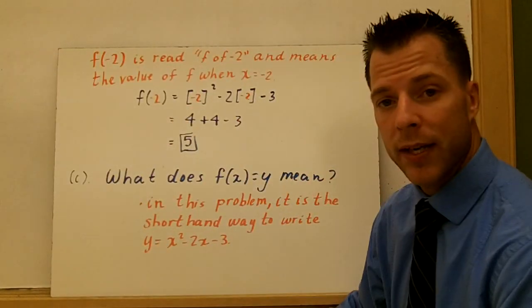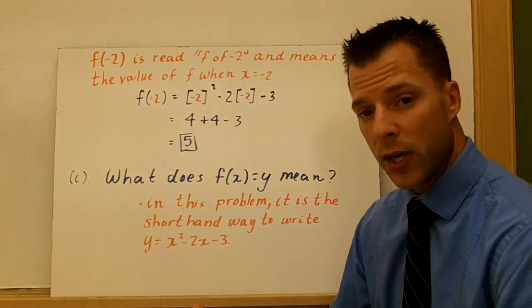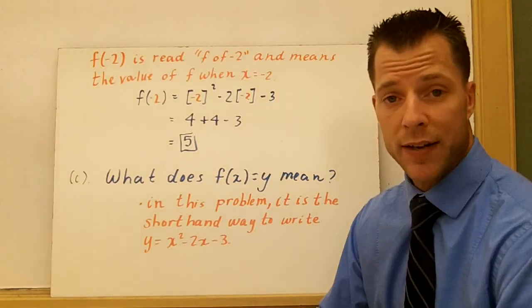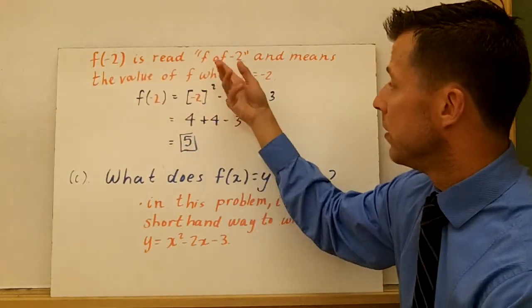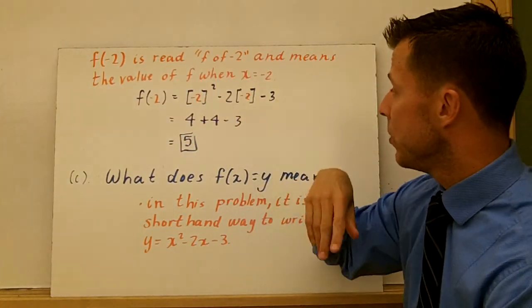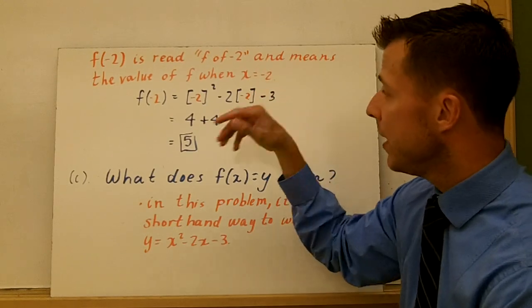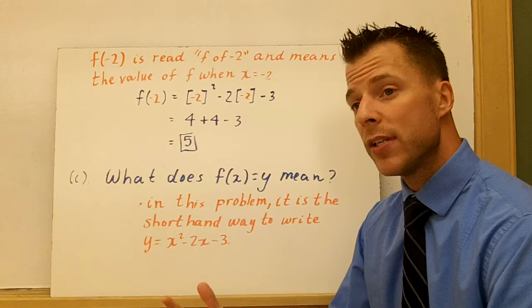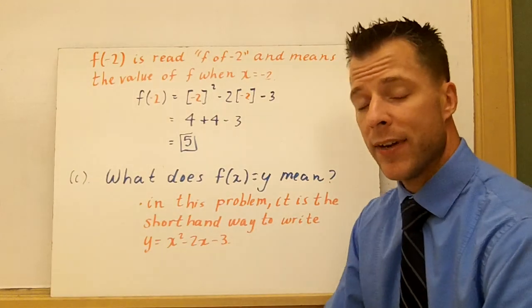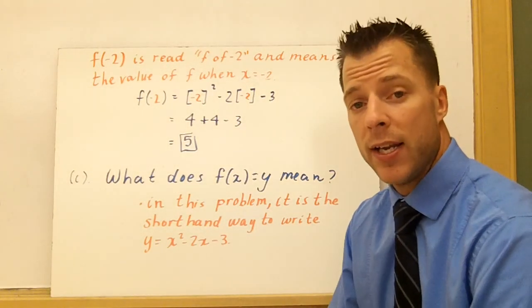So unlike part A, we're not given what f of negative 2 is. We actually have to find that. So what does that mean? f of negative 2 is read f of negative 2, and means the value of f when x equals negative 2. So what is the y value? What is the f of x value when x equals negative 2?